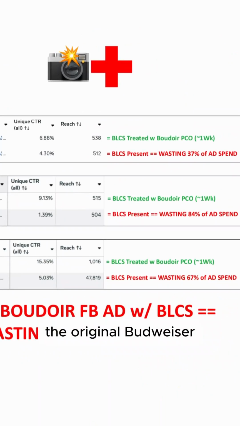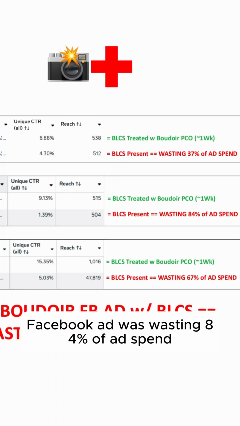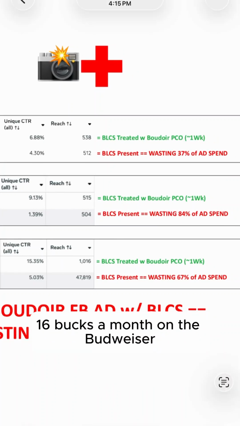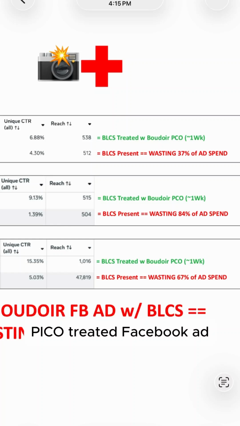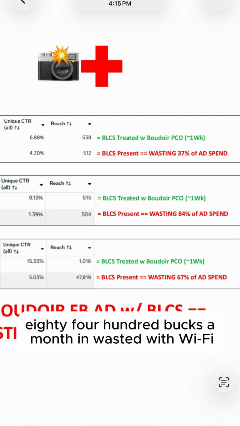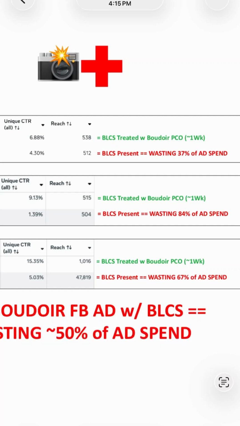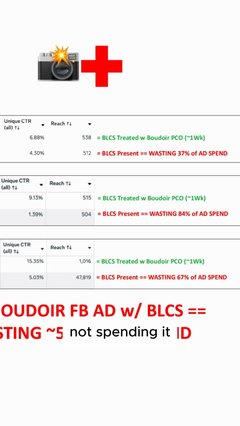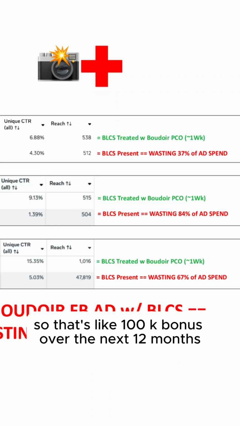So we found out the original Boudoir Facebook ad was wasting 84% of ad spend. So if they're spending 10 grand a month on that original Boudoir Facebook ad, now they only need to spend $1,600 a month on the Boudoir Pico treated Facebook ad, and they get their ad into the same number of women's brains in both scenarios. So they eliminate $8,400 a month in wasted Boudoir Facebook ad spend, and they actually pocket that, literally $8,400 a month, by simply not spending it. So it's like a 100K bonus over the next 12 months.